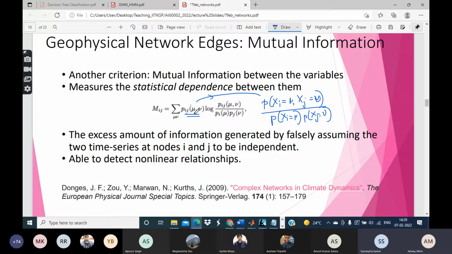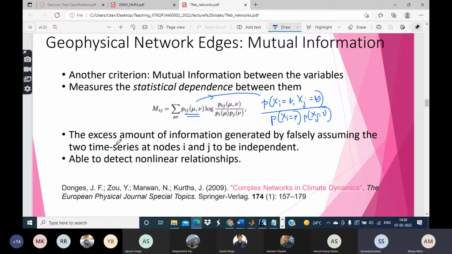But usually that will not be the case, so we will get some value of mutual information. If they are independent of each other, the mutual information is 0; that is, one does not contain any information about the other. But if they are not independent, then it will be of some non-zero value. That value quantifies how much information about one variable you can get from the other.